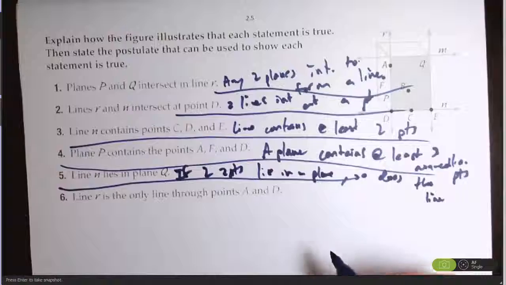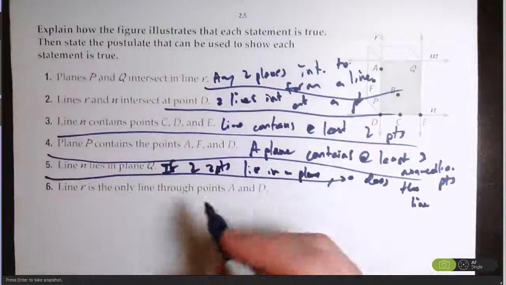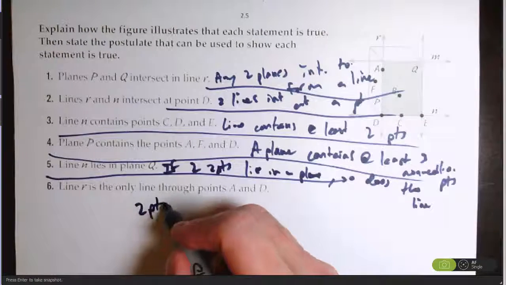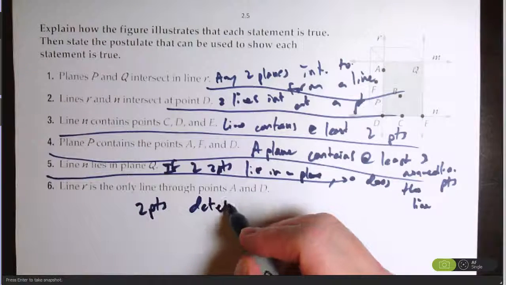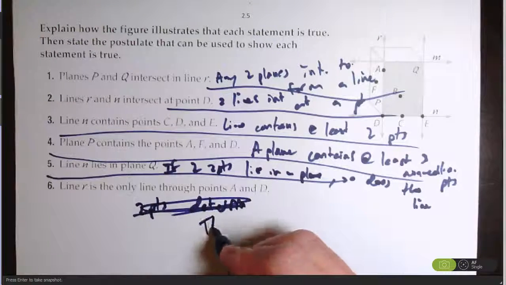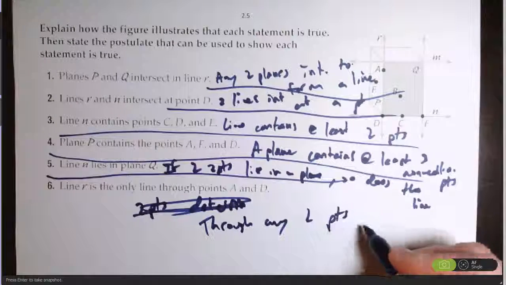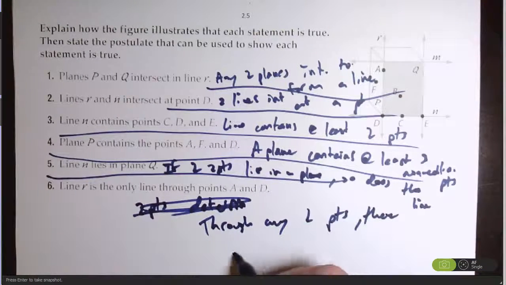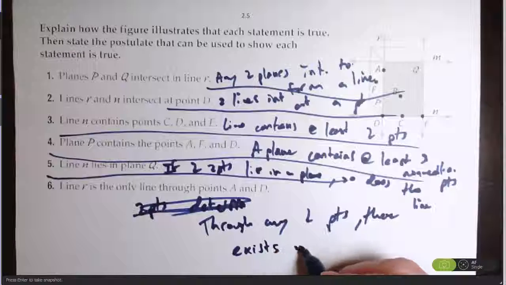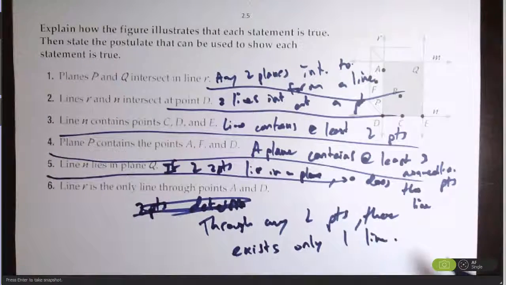Okay. And number 6, last one, is line R is the only line through points A and D, and that is 2 points determine a line. I'm sorry. Through any 2 points, there exists only one line. Okay. So I know that's super sloppy, but that does cover all of our postulates we talked about.